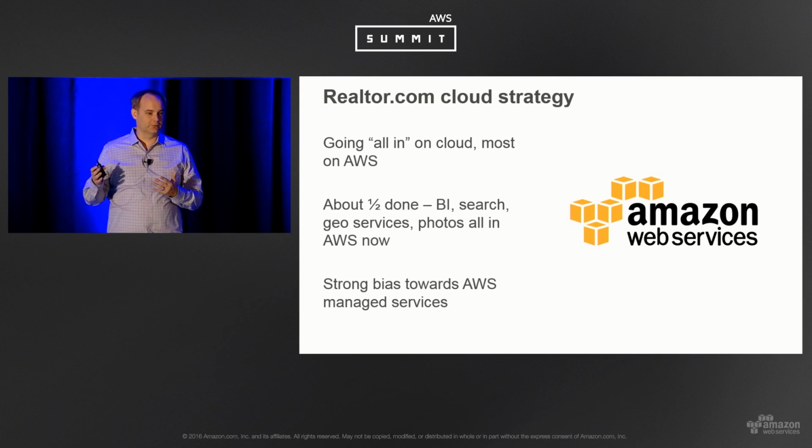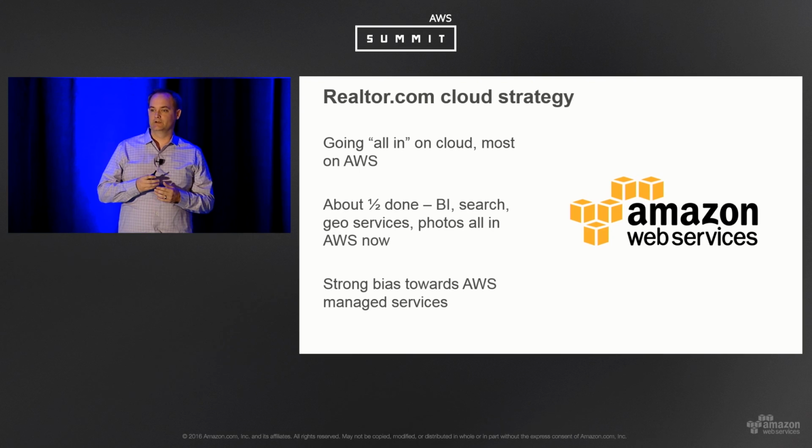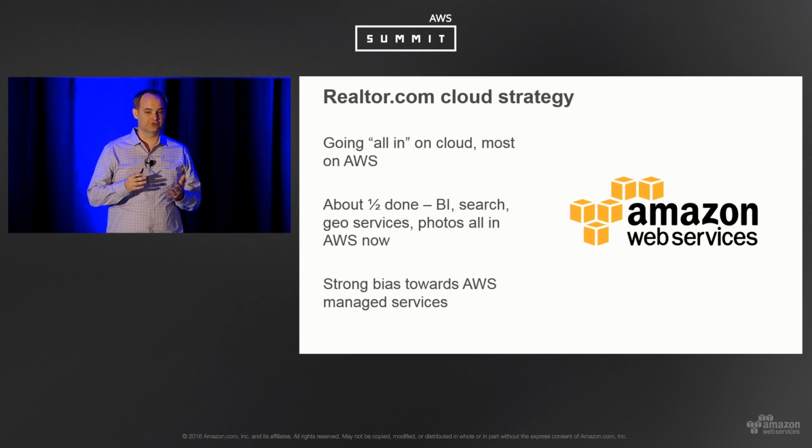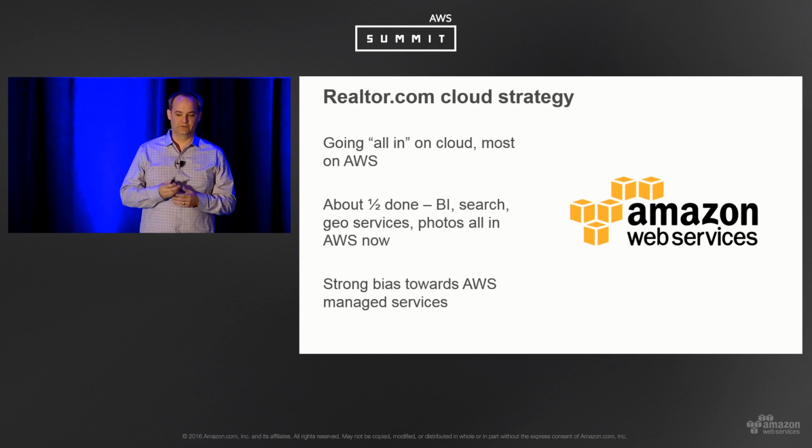We're about midway through, so we have major systems already serving traffic in production out of AWS, including big parts of our BI infrastructure, our search infrastructure, our geo services, photos, and more are all in AWS today. And the rest of that stuff is well underway in development.